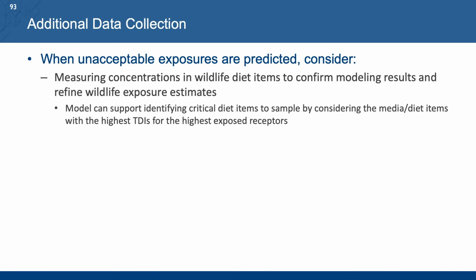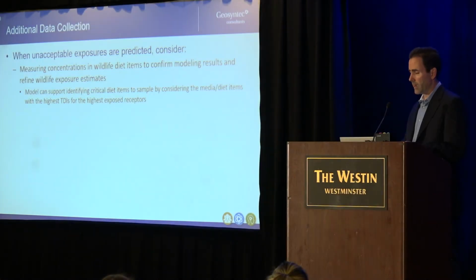Again, the model tends to be on the conservative side. We'll tend to overpredict what's in the benthic invertebrates and the fish. Going out and measuring those values might be helpful to your site if it's realistic and possible to do so. The model can help you by looking into what it's predicting, which receptors are resulting in the highest exposures, and what dietary items are driving those exposures.